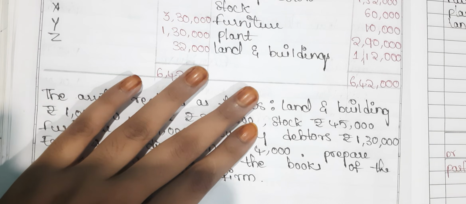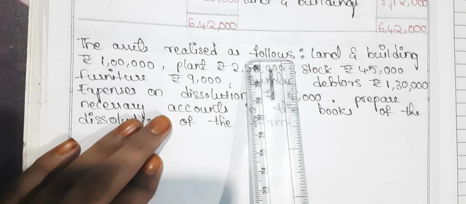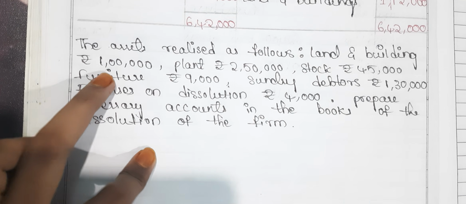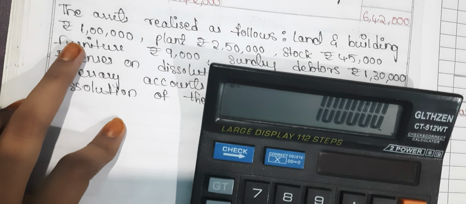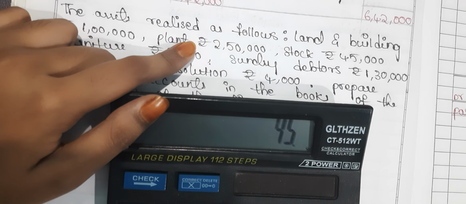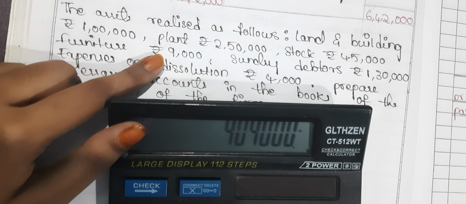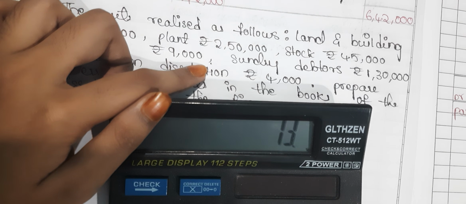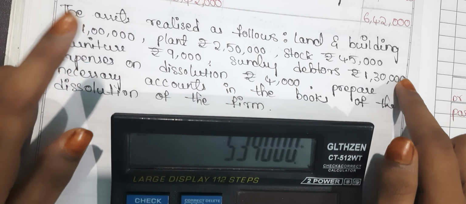So now see here, the next part, the balance sheet is done. Then next you need to go to the other part of the question. You can see the assets realized as follows. Land and building 1 lakh. I will use the calculator and do it. Okay, 1 lakh. Plant it is 2,50,000. Stock it is 45,000. Then furniture it is 9,000. Sundry debtors it is 1,30,000. Okay, expenses are not included, it is only up to here.